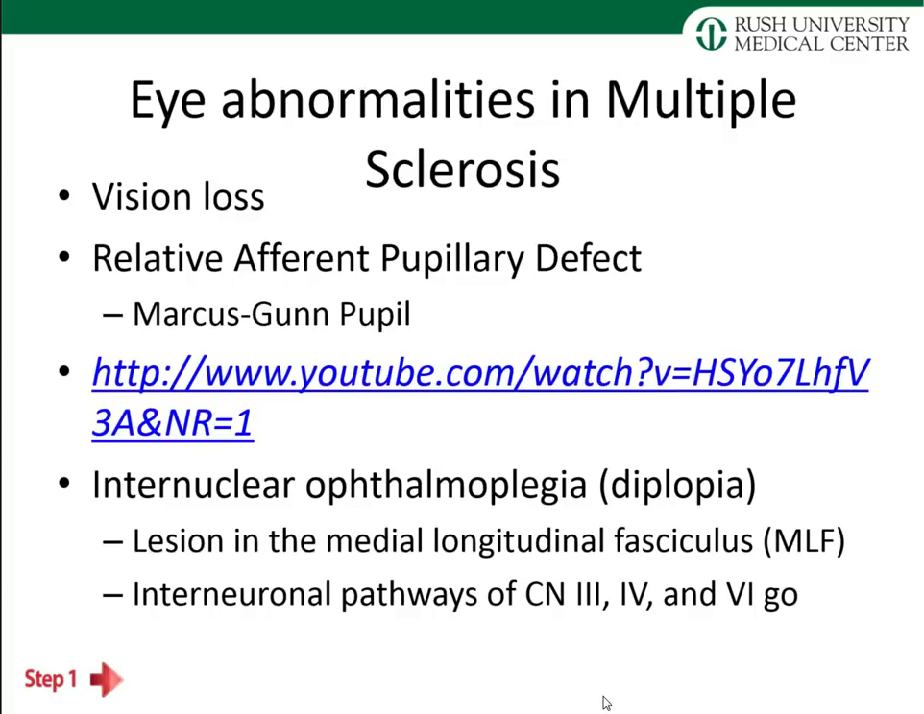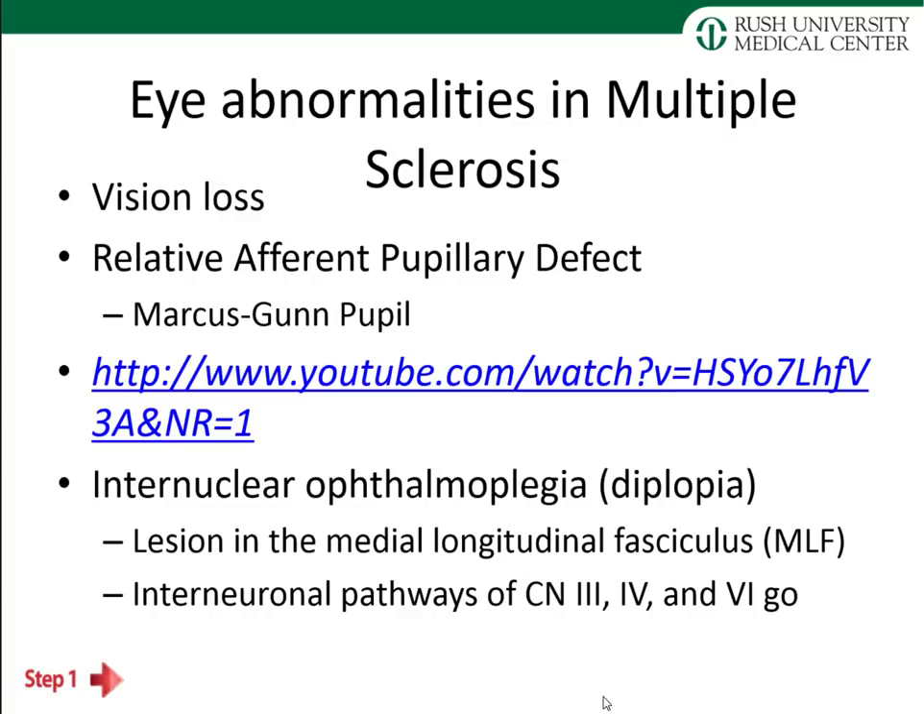Other eye abnormalities can occur in multiple sclerosis. We discussed the vision loss associated with optic neuritis, but a relative afferent pupillary defect can also occur, and this is called the Marcus Gunn pupil. I have a video here for you to watch to explain it further.